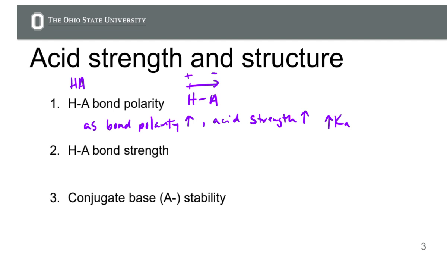It also does affect what we see here in number 3, which is the conjugate base stability. The next factor is the strength of the bond between the proton and what it's bound to. If something has a weaker bond, a weaker H to A bond, it's a stronger acid.